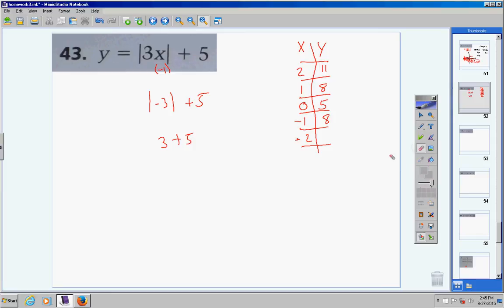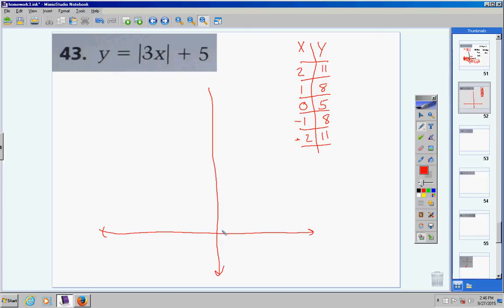Alright. Next, I'm going to substitute in negative 2 for x. So right here for the x, a negative 2. 3 times negative 2 is negative 6. The absolute value of negative 6 is 6, plus 5. 6 plus 5, which is 11. Okay, so there we go. Looks like on my y-axis I'll be going all the way up to 11. So I'll draw my x-axis way down here and my y-axis way up here to give me a little bit more room here.